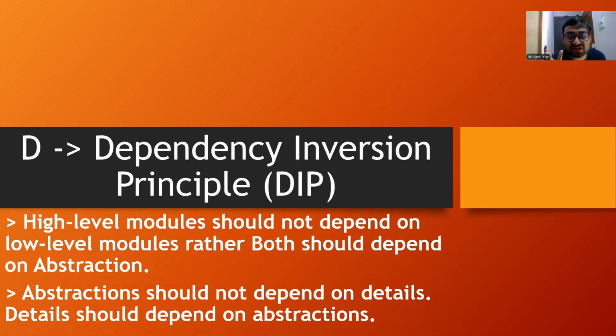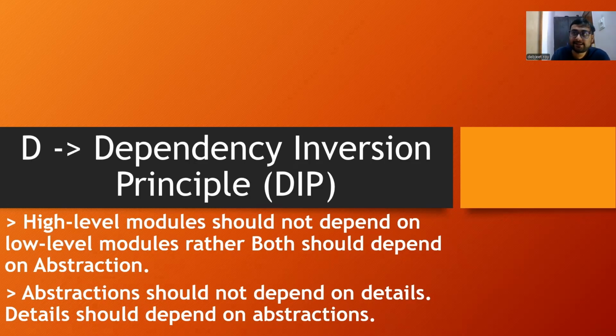There should be an abstraction layer which contains the features, and then we override those methods in a class and implement our logic. Higher level modules should not depend directly upon lower level modules, otherwise there will be tight coupling. There should be loose coupling. The second point is that abstraction should not depend upon details; rather, details should depend upon abstraction.